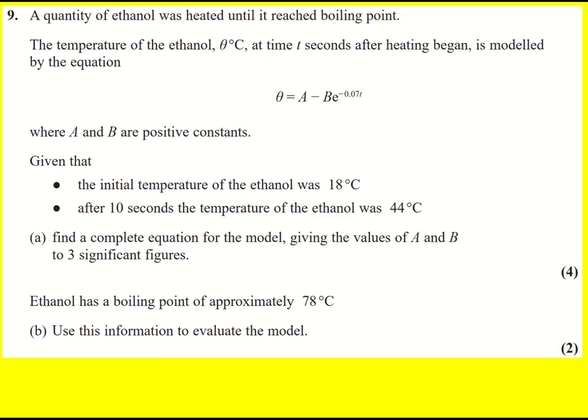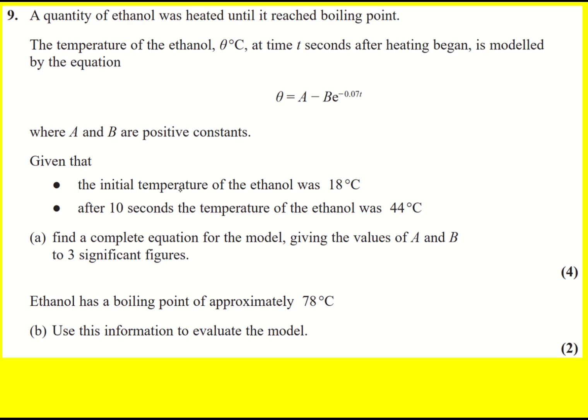A quantity of ethanol was heated until it reached boiling point. The temperature of the ethanol after heating began is modeled by this equation here. Theta is the temperature and t is the time. So it makes sense to use something like theta rather than a capital T, because then they're distinguished. A and B are positive constants.